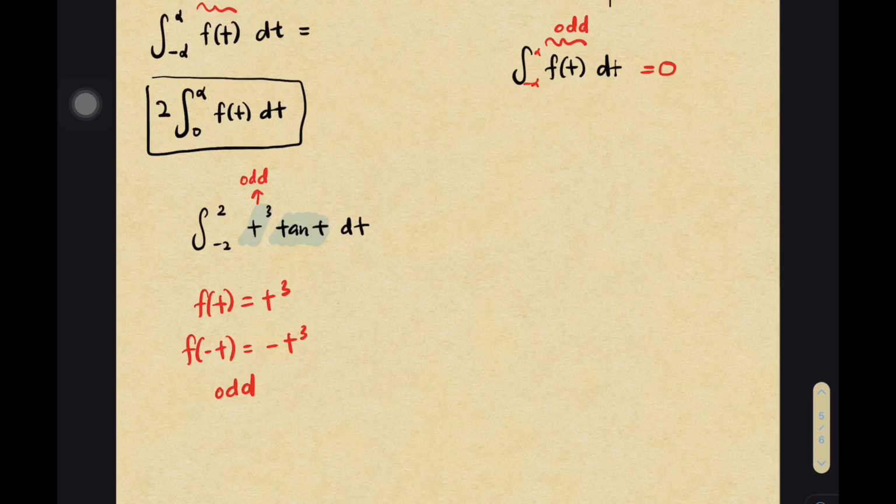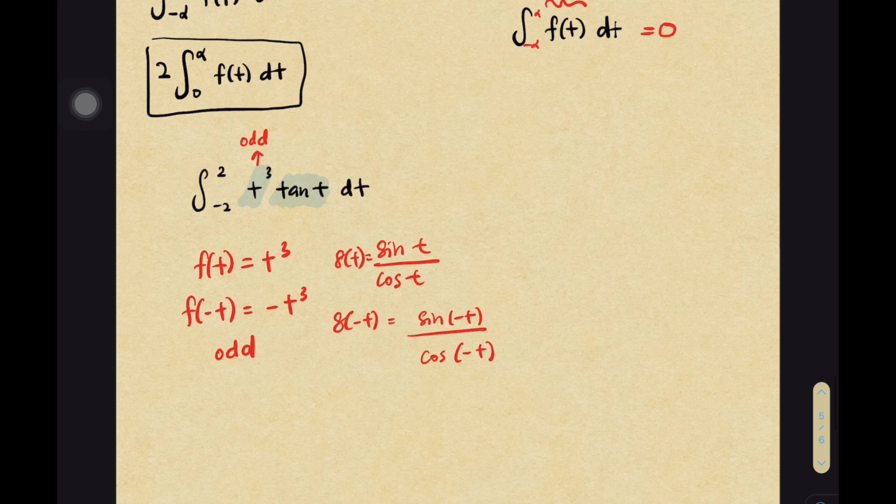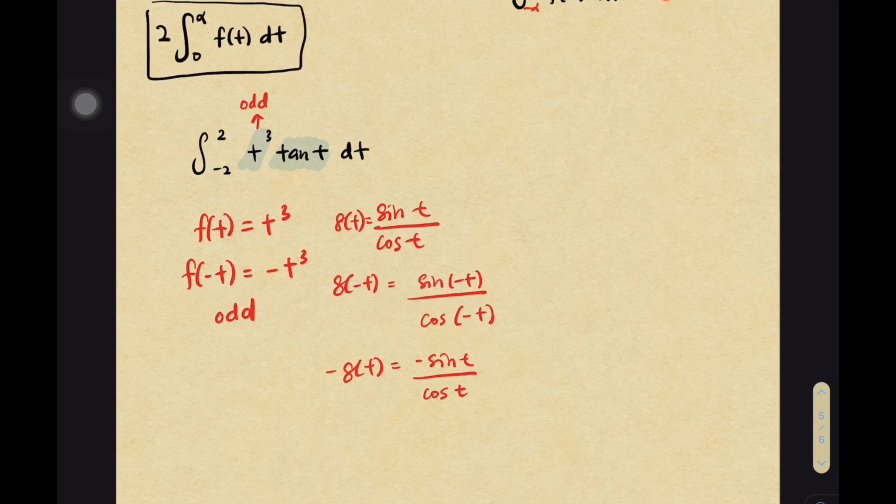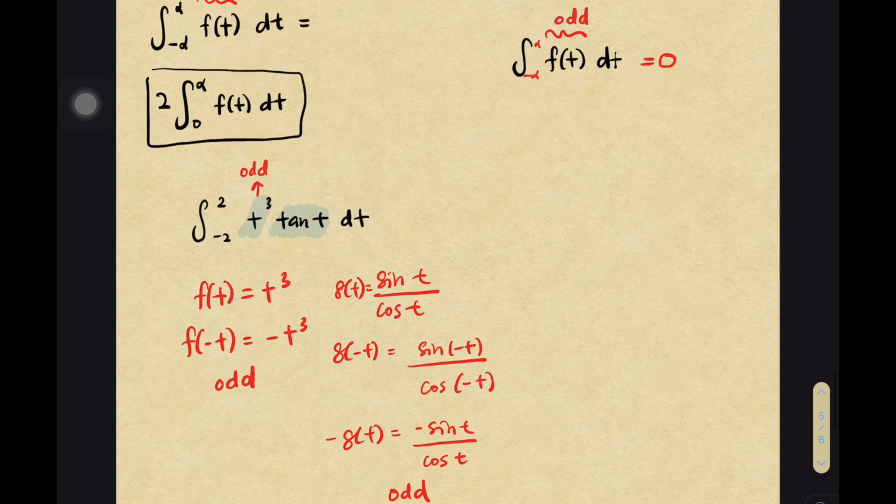Then you have tan t, where tan t is equal to sin t over cos t. Let's say this is your g(t). Therefore, g(negative t) is equal to sin(negative t) over cos(negative t). Sin(negative t) is equal to negative sin t, and cos(negative t) is equal to positive cos t. So what you get in return here is negative g(t). Therefore, this function is also an odd function. So when you have an odd function times an odd function, what you have here is the integration from negative 2 to 2 of an even function dt.